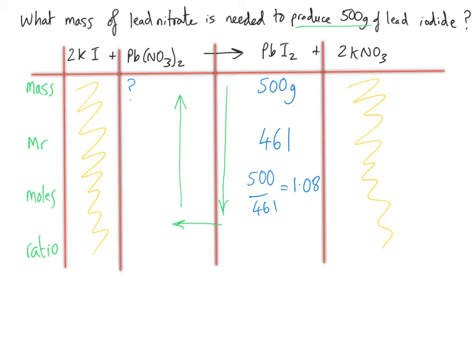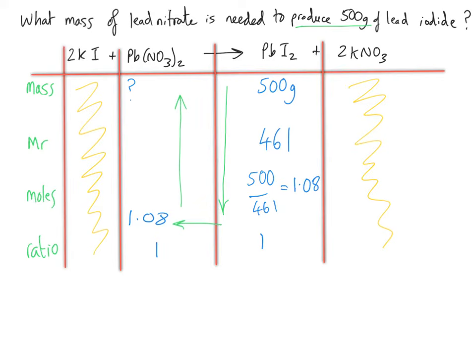And then we look at the mole ratio, and this time it's easier actually. The mole ratio is 1 to 1. And so the 1.08 moles that we want to produce here will be equal to the number of moles of lead nitrate that we need to use to make it. So 1.08 is required to make 1.08 because it is a 1 to 1 ratio.